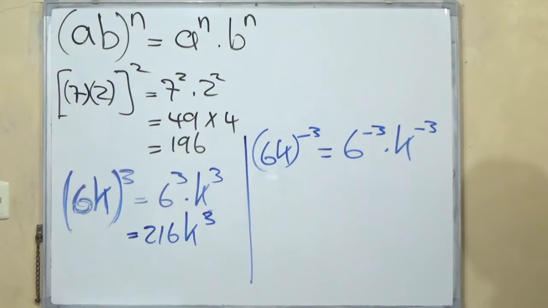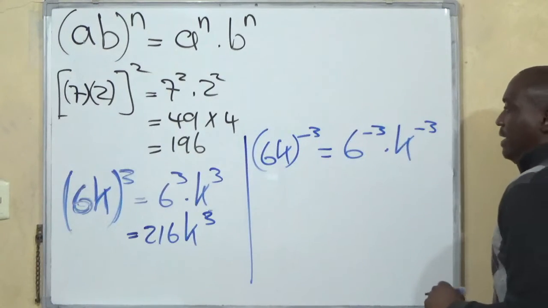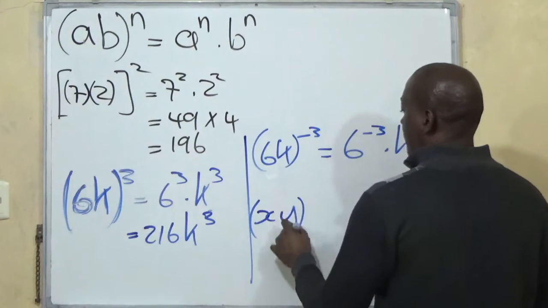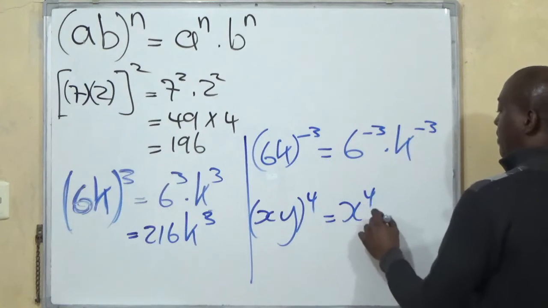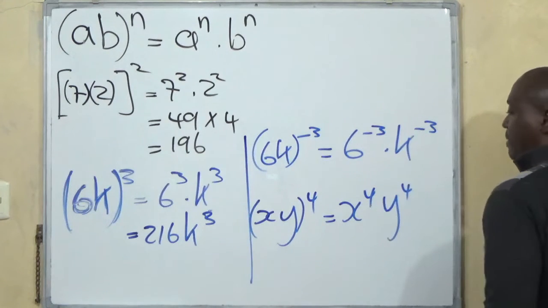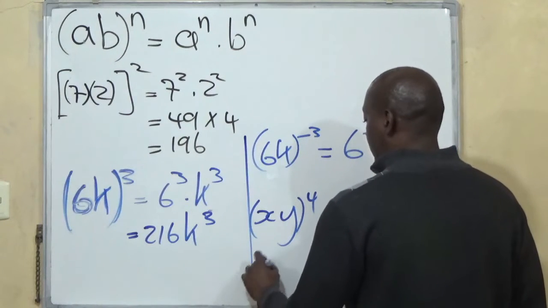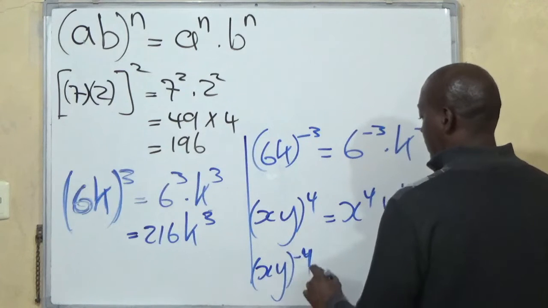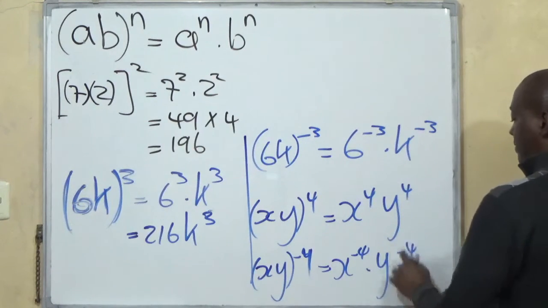Let us see. We have a letter and a number here. We have two numbers here. So how about two letters now? Let us say (xy) to the power of 4 would simply be x to the power of 4 by y to the power of 4. And yes, if it was (xy) to the minus 4, it would be x to the minus 4 by y to the minus 4.